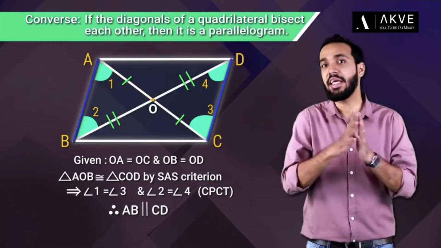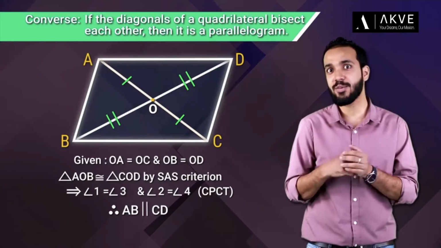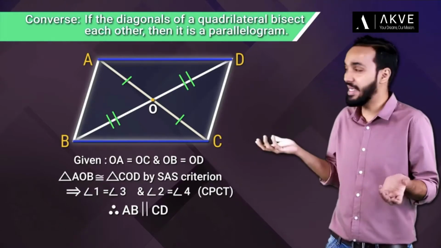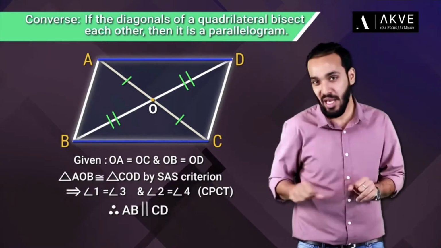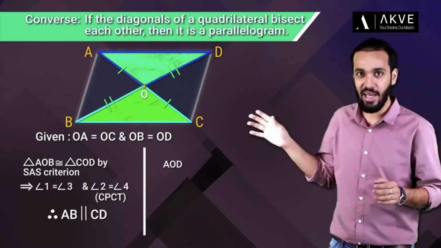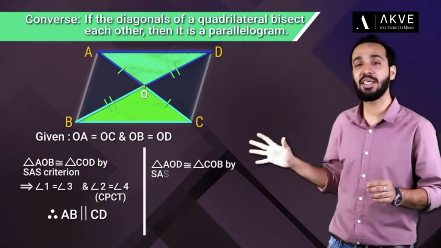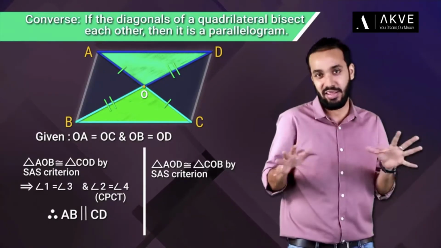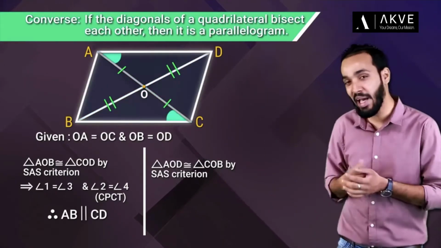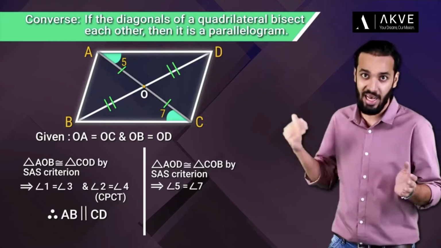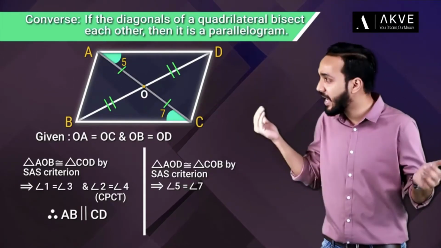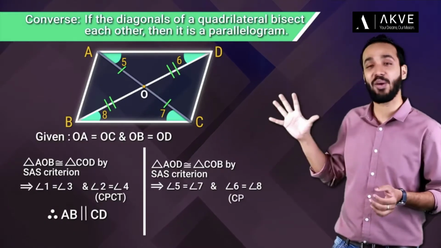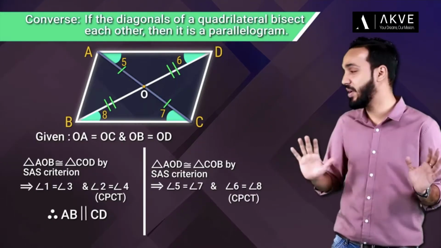Now, if you think about it, the exact same steps can be used to prove that these two sides AD and BC are also parallel. We can prove that these two triangles AOD and COB are congruent by the same SAS criterion. Now, this implies that these two angles, say 5 and 7, are equal, and so are these other two angles 6 and 8, because they are just pairs of corresponding parts of congruent triangles.